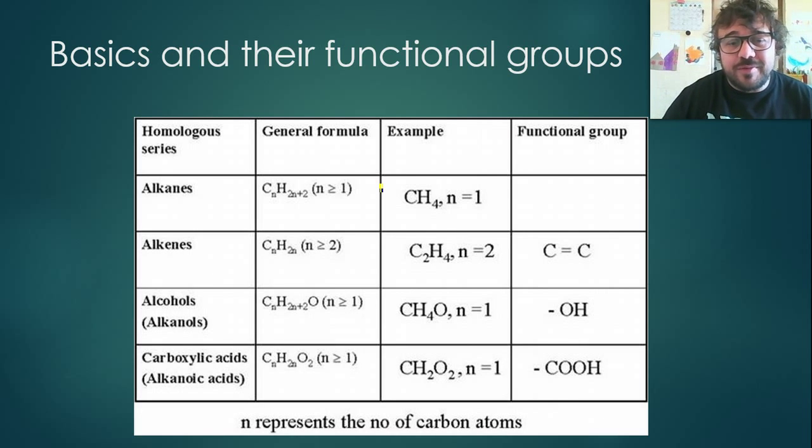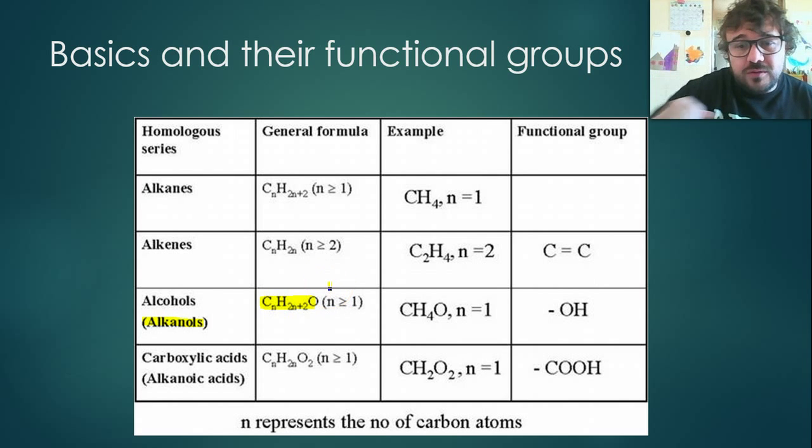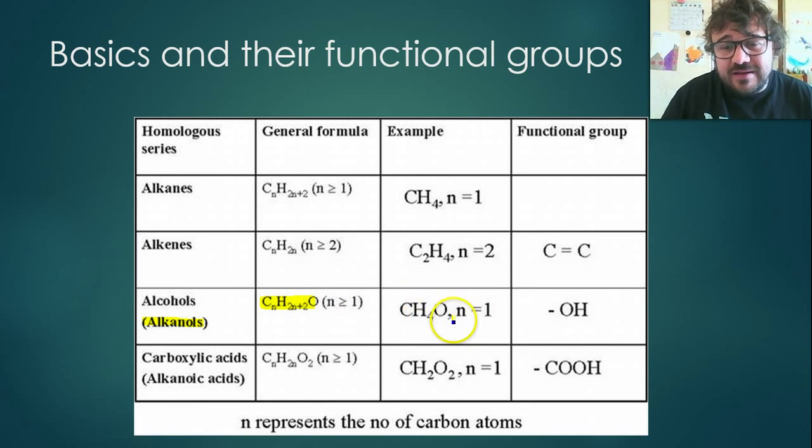So, basics and their functional groups. Let's do it. This does not mean they're all basics. So these are our basic ones we want to look at. You've got your alkanes, your alkenes, alkynes we can throw in there as well with your triple bond. Alkanols, again, let's focus on this one from now on. And you need to know that this is your general formula. So you've got CnH2n+2O. That's an example of the formula.